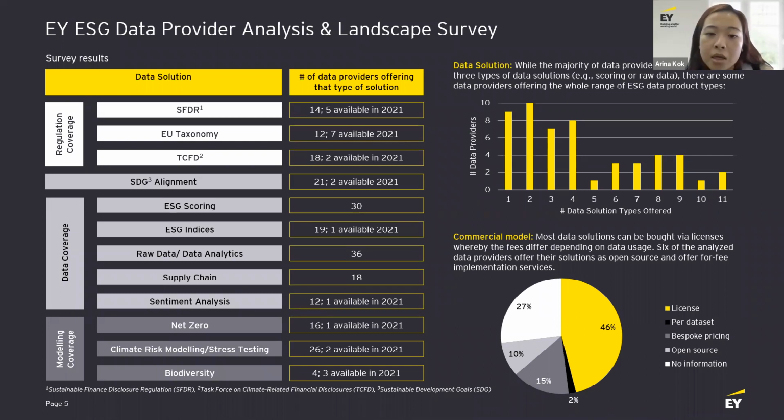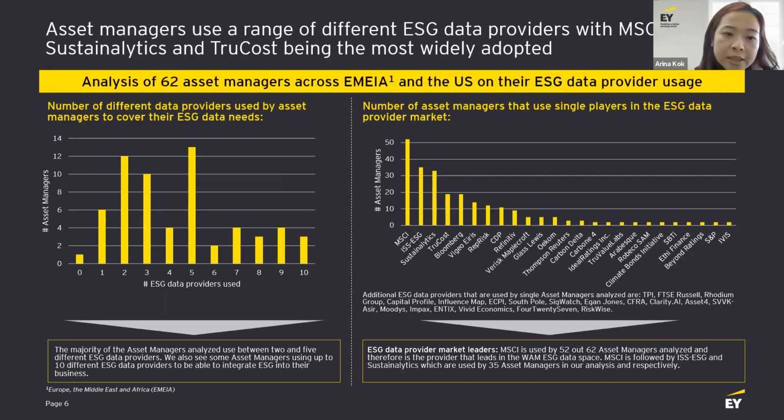So when we come to what the asset managers use, there are a range of different ESG data providers. For example, MSCI, Sustainalytics, Truecost being the most widely adopted. In the analysis that we have, we've looked at 62 asset managers across EMEA and the US on their ESG data provider usage. On the left-hand side, it outlines the number of different data providers used by asset managers to cover their ESG data needs. So the majority of asset managers analyzed use between 2 and 5 different ESG data providers. We also see some asset managers using up to 10 different ESG data providers to be able to integrate ESG into their business.